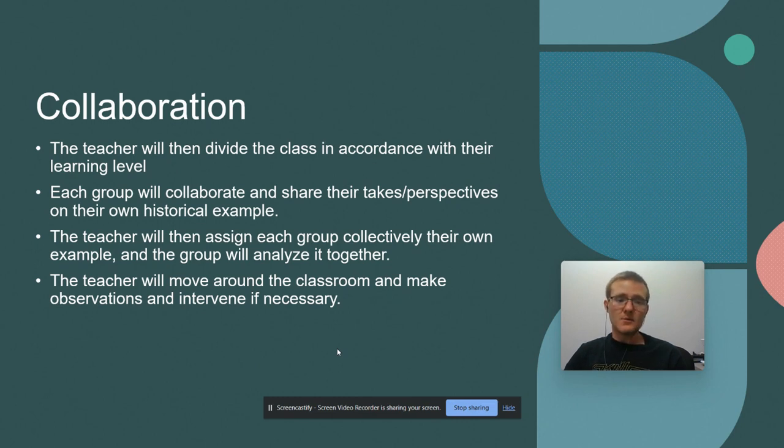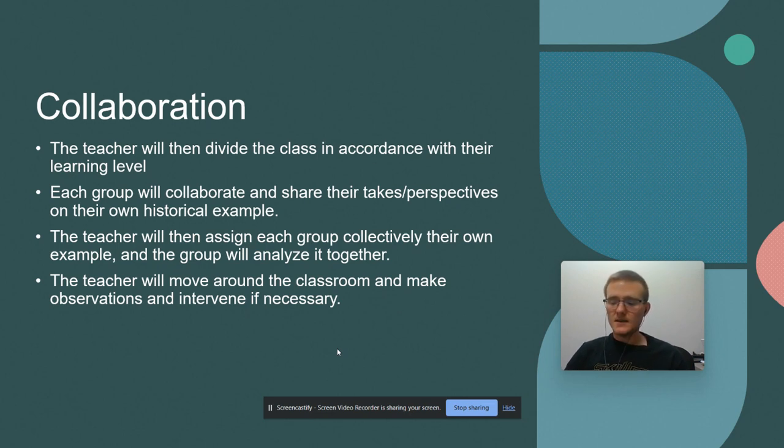Each group will collaborate and share their takes and perspectives on their own historical example, and then the teacher will assign each group collectively their own example, and the group will analyze it together. And then the teacher will move around the classroom and make observations and intervene if necessary.